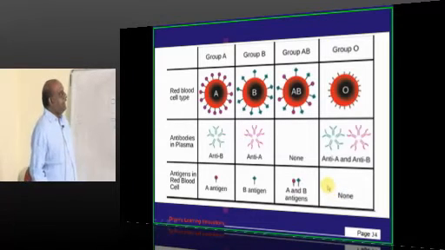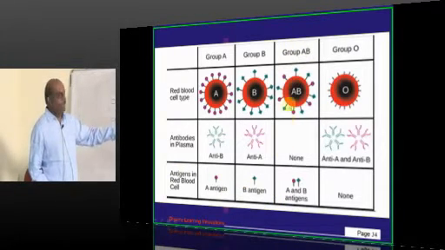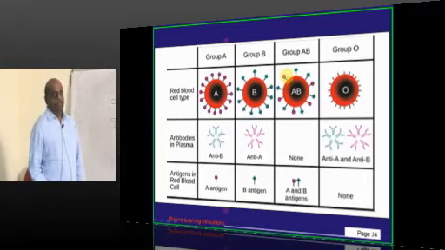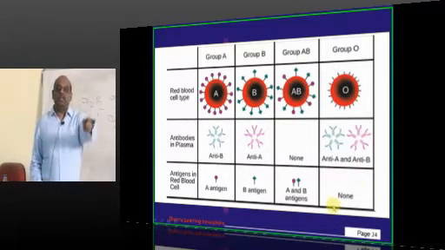Antigen. Opposite is with antibody. On A there is anti B, on B there is anti A. When antigens are there on AB, antibodies will be none. Whereas in group O, antigens will be none but antibodies will be anti A and anti B. That's the reason O is called as universal donor.